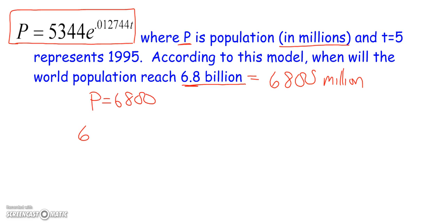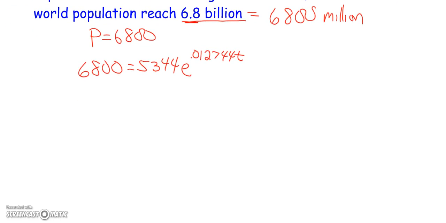So when I do this, 6,800 equals 5,344 e to the 0.012744t. Just by looking at this model, you should be able to tell me if this population is increasing or decreasing, because our value in front of our variable t is positive. This is increasing. So now that I've identified my equation, all I really need to do is solve for t, which is exactly what we did yesterday.